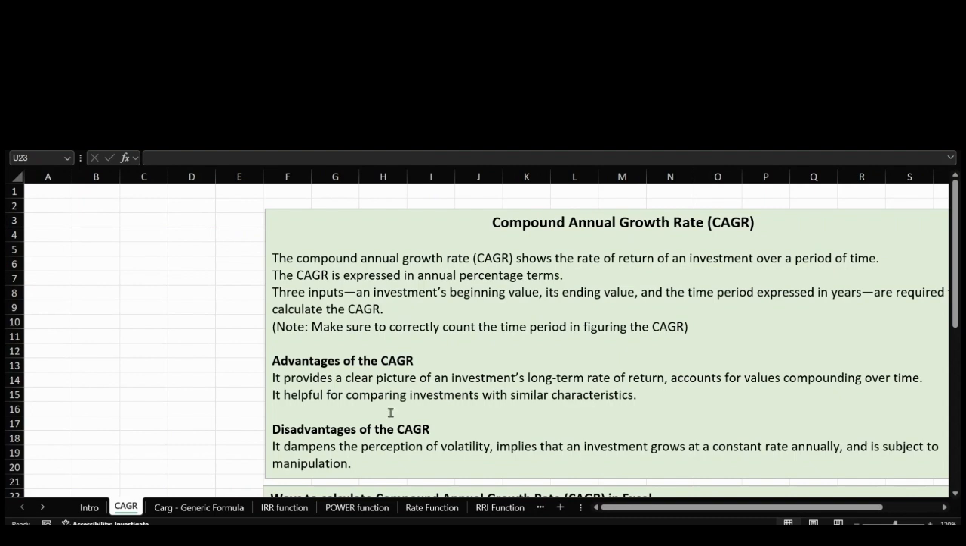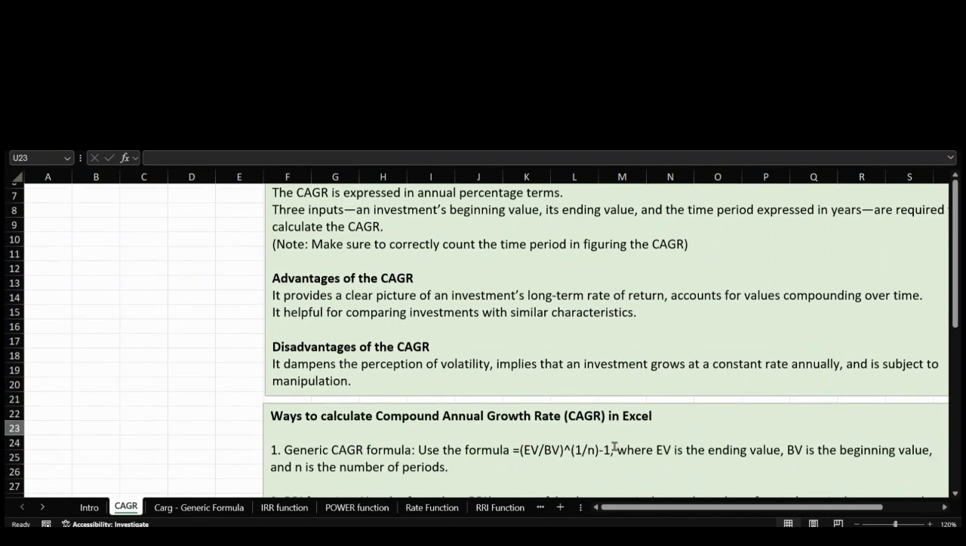The advantage of this is it gives a clear picture about an investment's long-term rate of return, and also helps in comparing the investment with similar characteristics. The disadvantage of this is it dampens the perception of volatility, and that implies that an investment grows at a constant rate annually and is subject to manipulation.